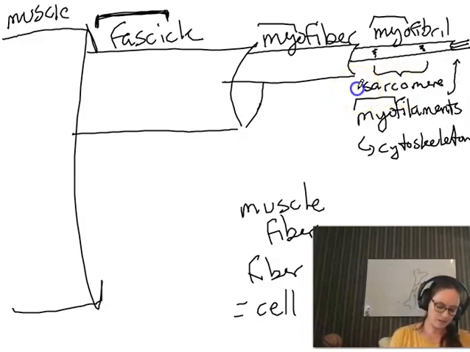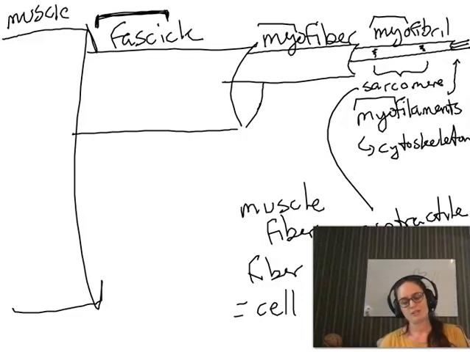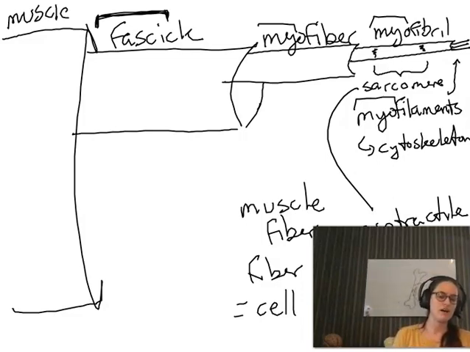Now, a sarcomere is the contractile unit. And what I mean by that is that the cytoskeleton in this sarcomere and the way that it is engaging together, arrow, this is how contraction is actually going to work. This is the level that contraction is occurring on. It's occurring in the sarcomeres.